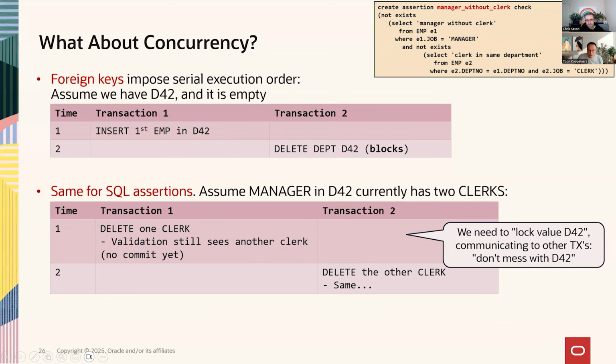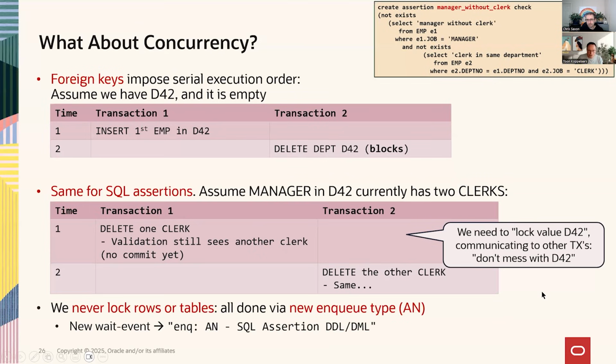Now, the way we do that is in the same incremental manner as the revalidation queries. In some sense, we need to lock value D42, communicating to other transactions that you shouldn't mess with D42 because I currently already have a transaction where a potentially violating DML statement with respect to department 42 is outstanding, needs to be committed or rolled back. Now, what we're not doing is we're not going to put a row lock on the department row. This is all going to be done via a new enqueue type. We're going to use enqueues inside the database.